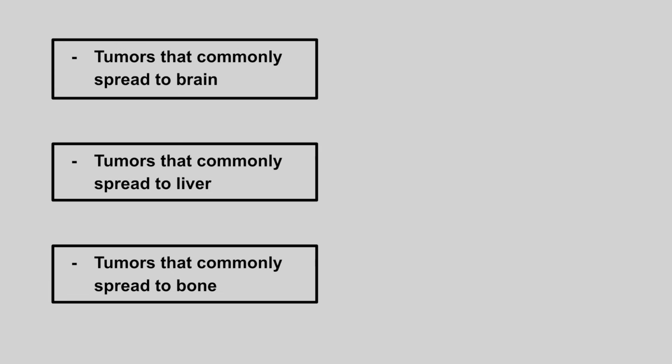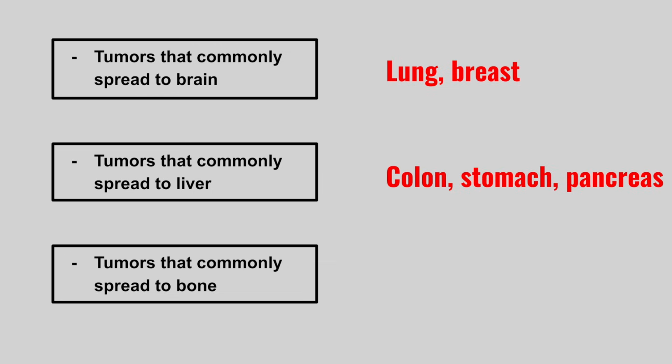Next, we have tumors that commonly spread to the brain. This is lung and breast cancer. Next, we have tumors that commonly spread to the liver. This is colon, stomach, and pancreas cancers. Next, we have tumors that commonly spread to bone. This is prostate and breast cancer.